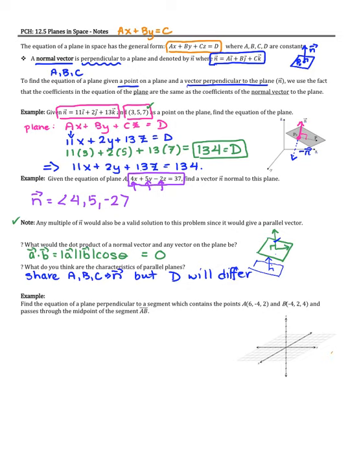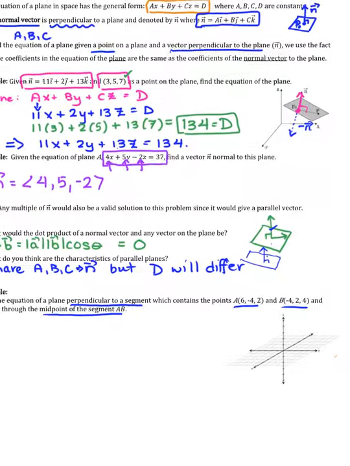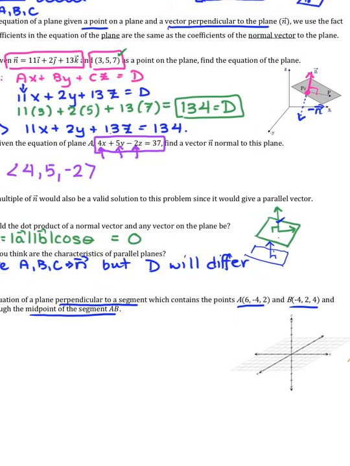Okay, so let's now put this all together. So we have the equation of a plane that is perpendicular to a particular segment which contains the points A and B, and it passes through the midpoint of that segment. The plane passes through the midpoint. All right, so let's give ourselves a little picture of this. I'm going to use my 3D drawing estimation skills. So I'm going to go out 6, and I'm just estimating here, 6, back 4, up 2. That means I'm going to put A right here.